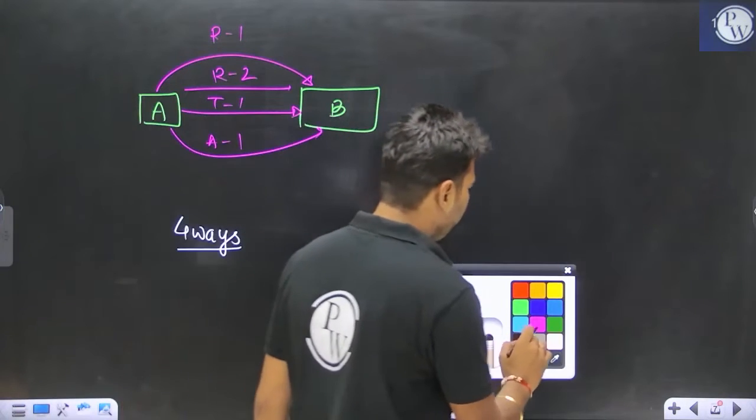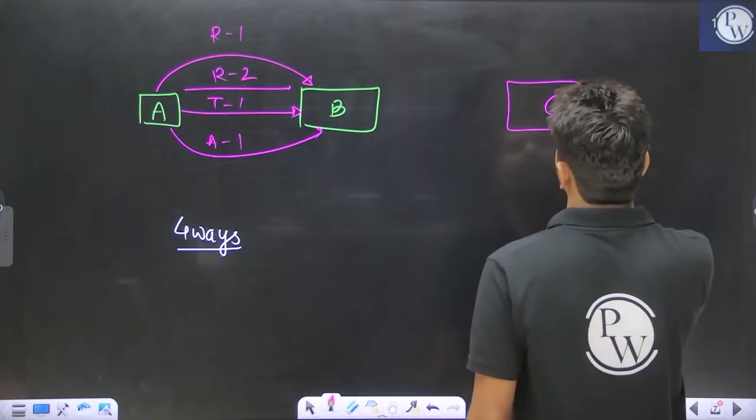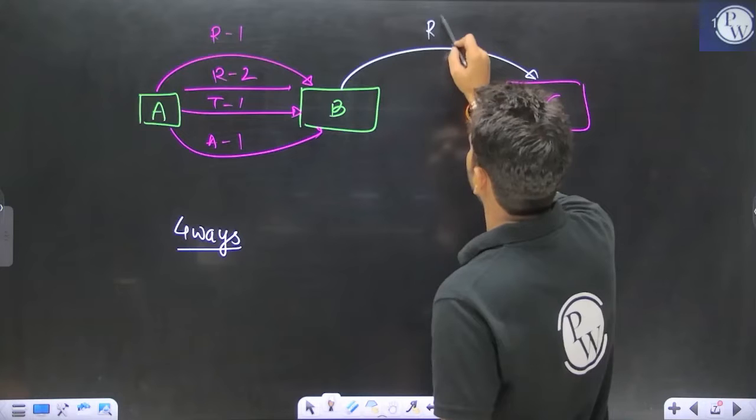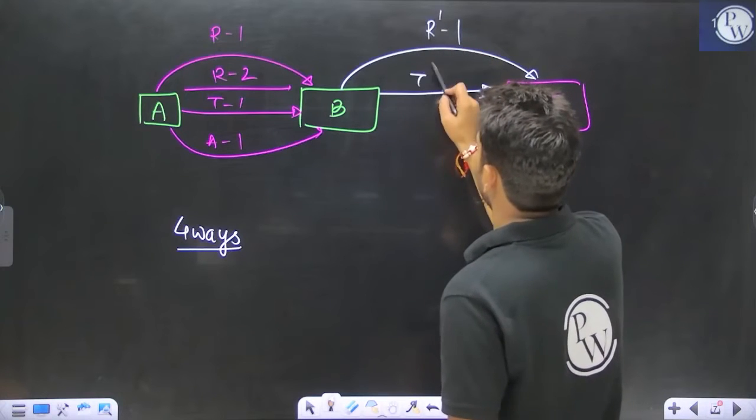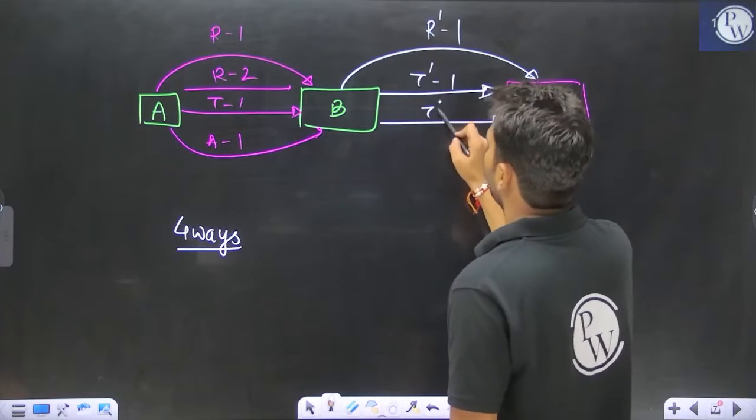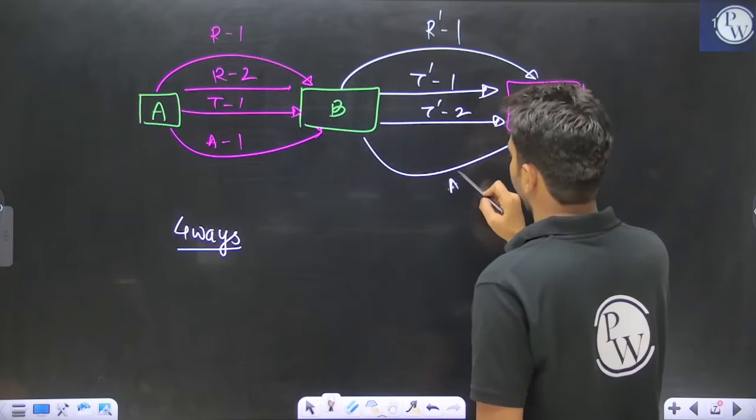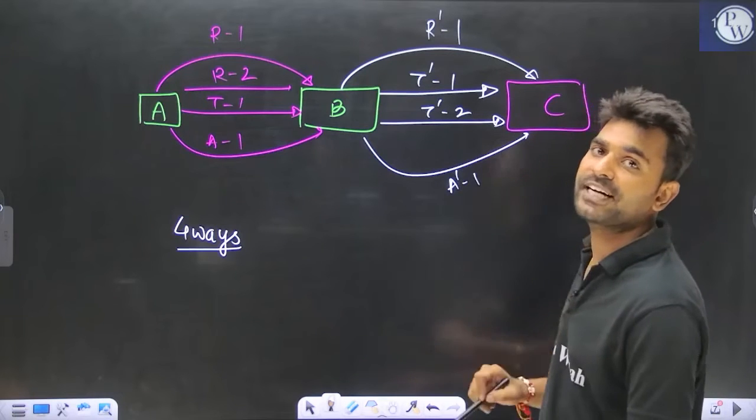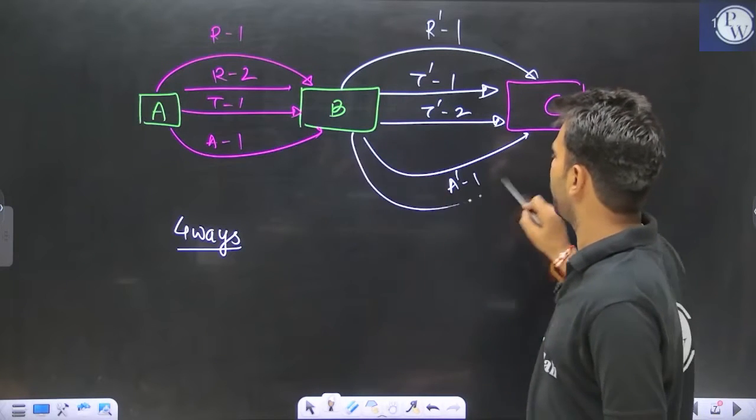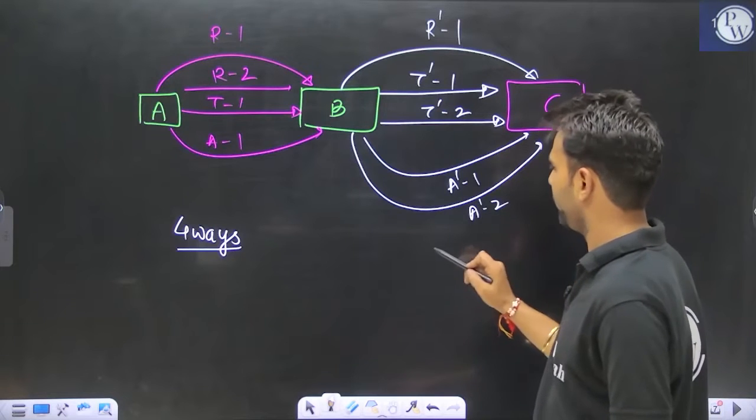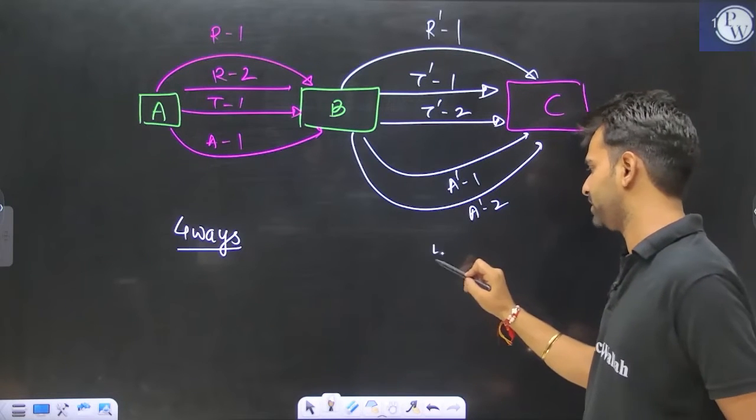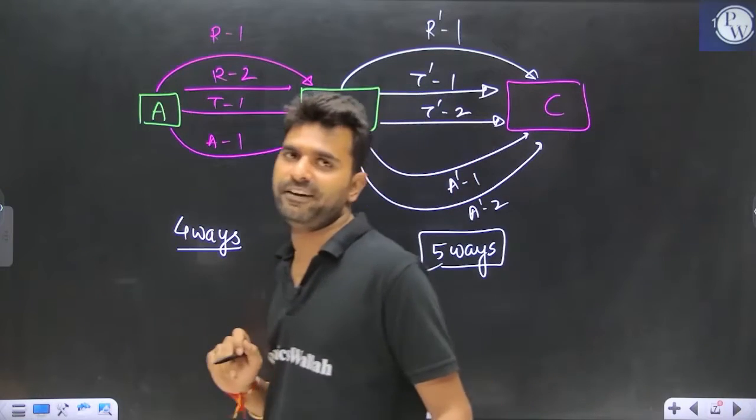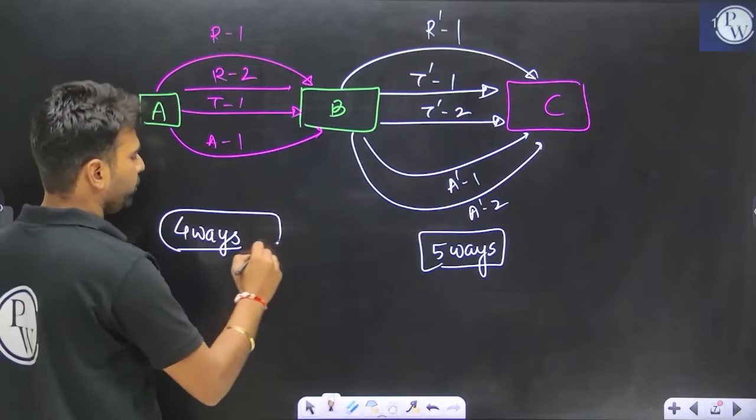Okay. And let's say there is one more destination over here, and in order to move from B to C, this is one roadway, R-1. This is one train way, T-1. This is another train route over here, and let's say this is A-1, another airway. In how many ways can you move from B to C if I ask you? So again, let's say one more way is there. In how many ways can you move from B to C? 5 ways. Yes or no? In how many ways can you move from A to B? You can move in 4 ways.